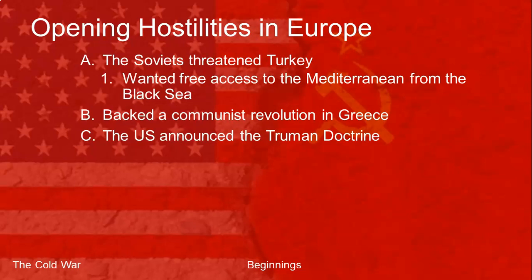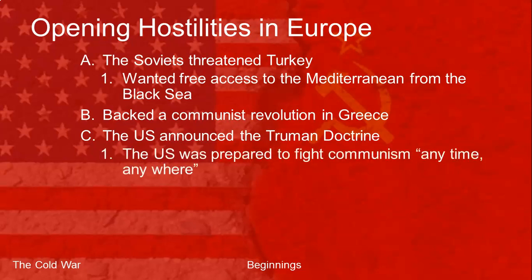So as the Soviet Union is threatening Turkey and Greece, Truman goes to Congress and announces what comes to be known as the Truman Doctrine. Essentially what Truman says is the United States will fight communism anytime, anywhere. And that is going to be another part of the basis for our Cold War policies and decision-making, that we will stop communism wherever it tries to expand. And so what this meant was the United States would send military and monetary aid to Greece, to the Greek government, to stop that communist revolution.